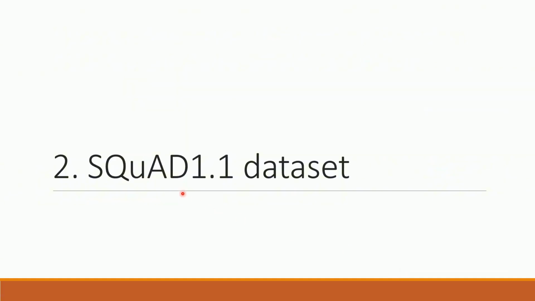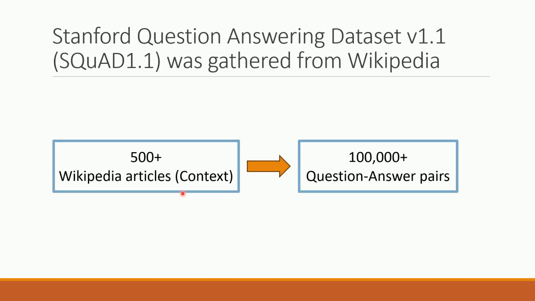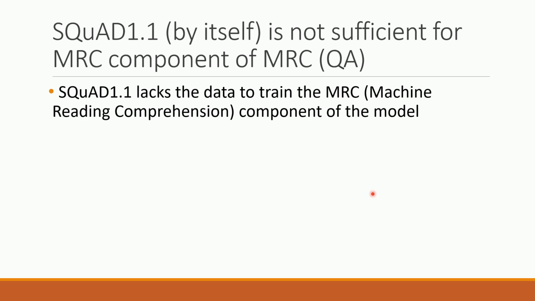So more on the SQuAD 1.1 dataset. This is the Stanford Question Answering Dataset, version 1.1, and it was gathered from Wikipedia. And based on about 500 plus articles, people managed to gather about 100,000 question answer pairs. So SQuAD 1.1 by itself is not sufficient for the MRC component, which is the Machine Reading Comprehension component of MRC QA. So it lacks sufficient data for that.